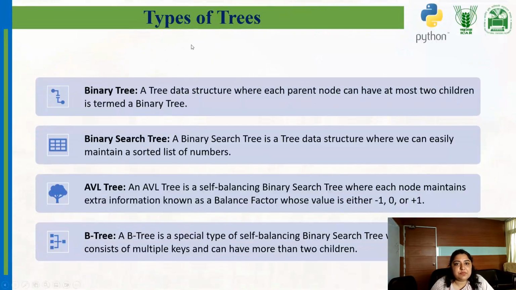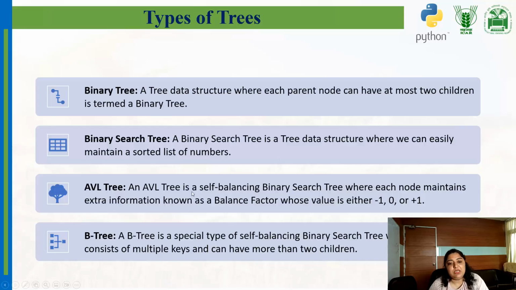These are the different types of trees. First is your binary tree. The tree data structure where each parent node can have at most two children is termed a binary tree. Then your binary search tree. A binary search tree is a tree data structure where we can easily maintain a sorted list of numbers.